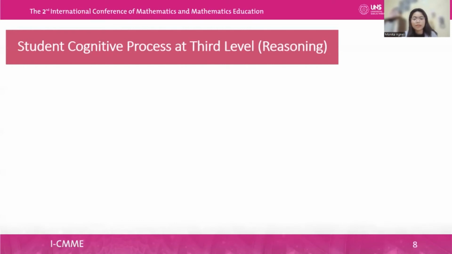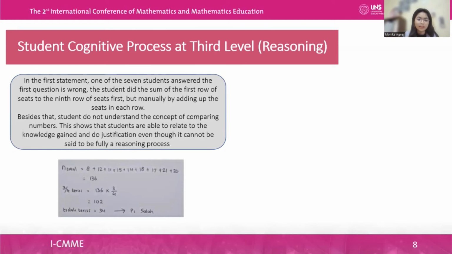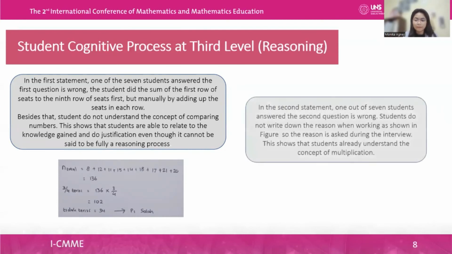Next, student cognitive process at third level. In the first statement, 1 of the 7 students answered the first question wrong. The student did the sum of the first row of seats to the nth row of seats first, but manually by adding up the seats in each row. Besides that, students do not understand the concept of comparing numbers. This shows that students are able to relate to the knowledge gained and do justification, even though it cannot be said to be fully a reasoning process.